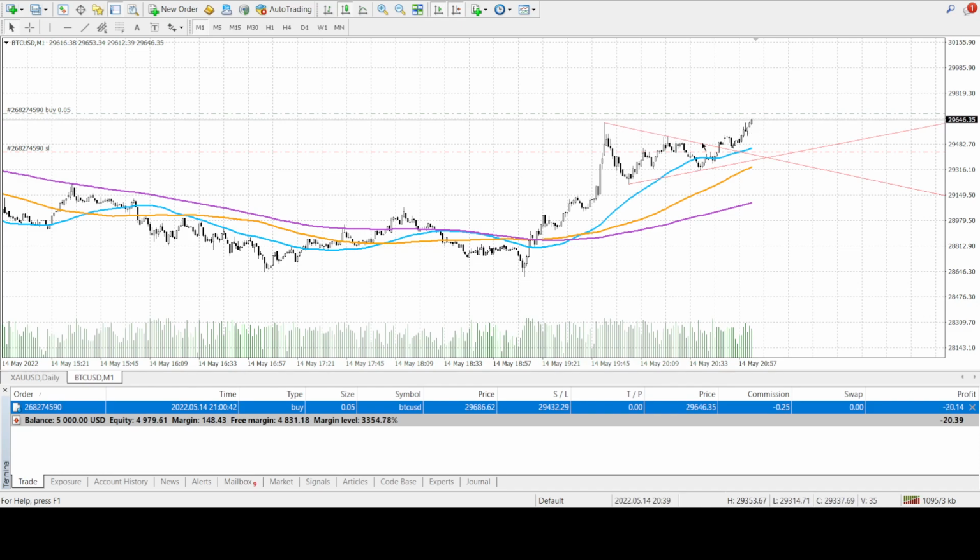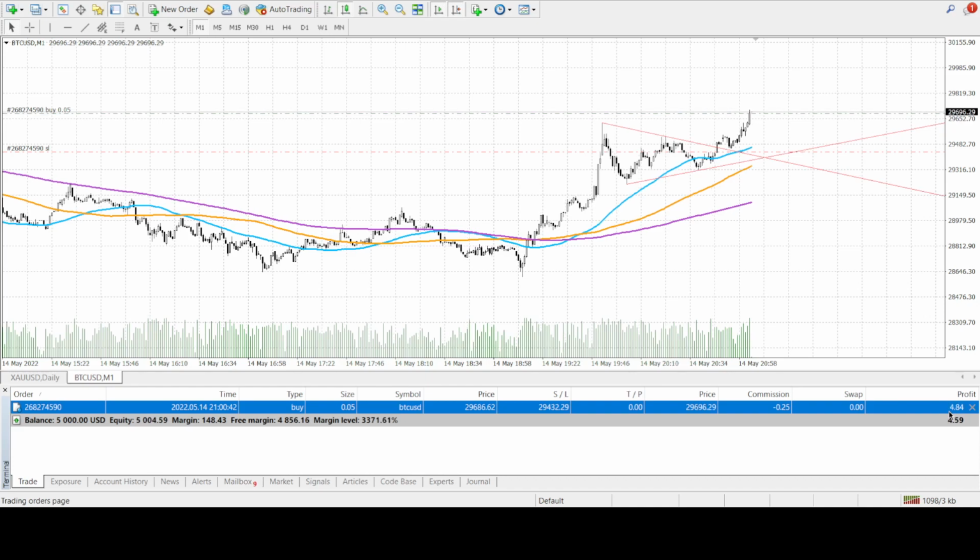So as we see, based off of breaking out of this pennant here, and then testing the support, it is going up, right? So now our trade here is in profit $11. Oh, and of course it fluctuates around. But $11, $21, $22, $24, and so basically as Bitcoin is moving, our 5x leverage trade is just doing its thing. So that's an example trade there for you.